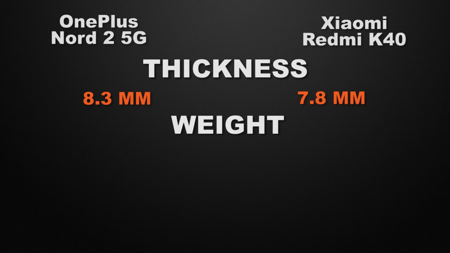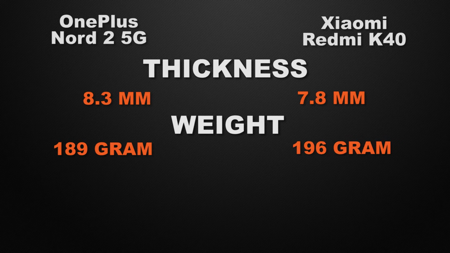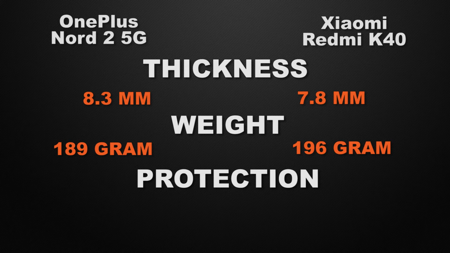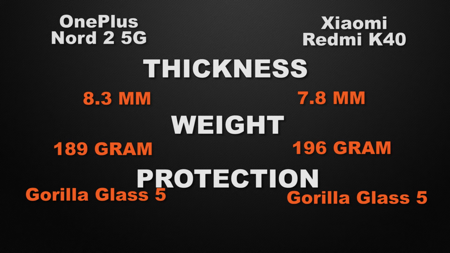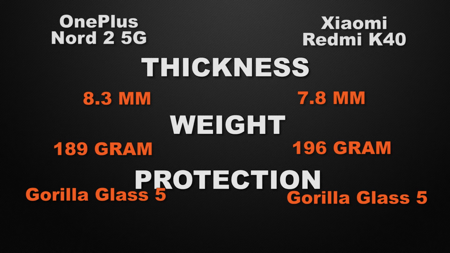Talking about the weight of the devices, Nord 2 comes with 189 grams of weight, whereas K40 has 196 grams of weight. So the winner here is Nord 2 because it has a lighter body weight. And about the protective glass of the devices, Nord 2 has Gorilla Glass 5, whereas K40 has Gorilla Glass 5 on it. So it's a tie because both of the devices have the same generation of glass.